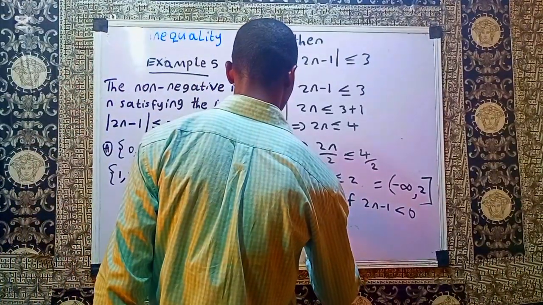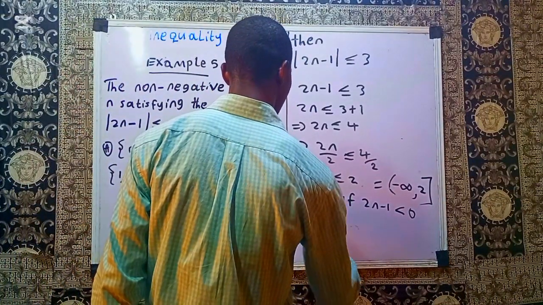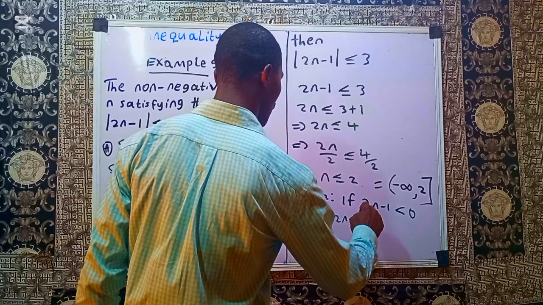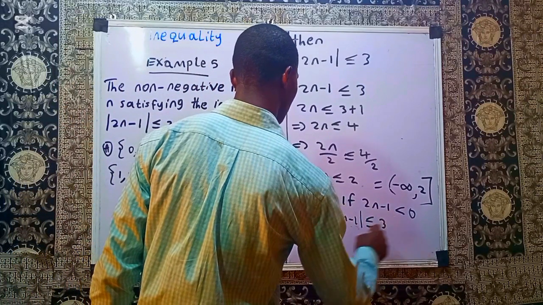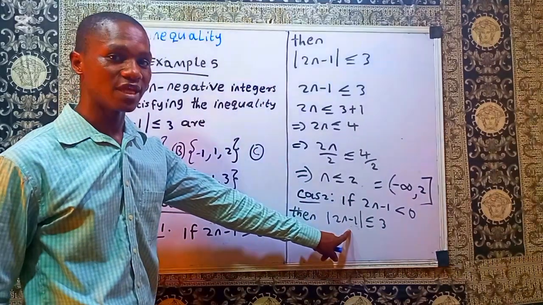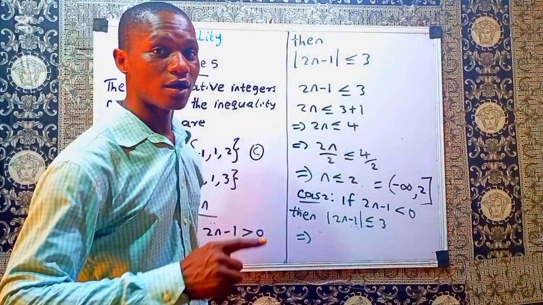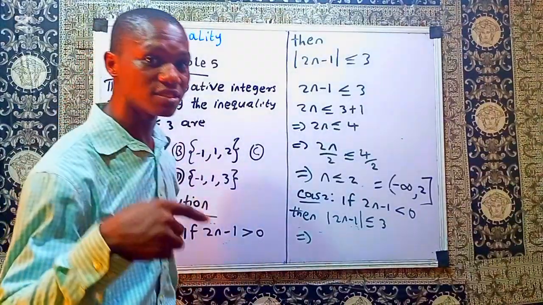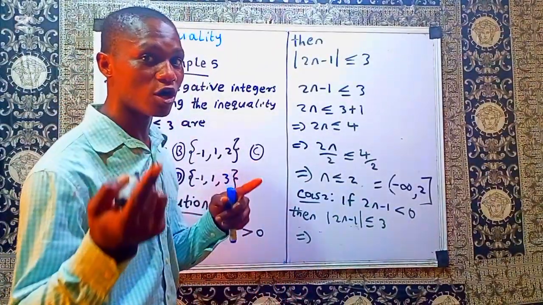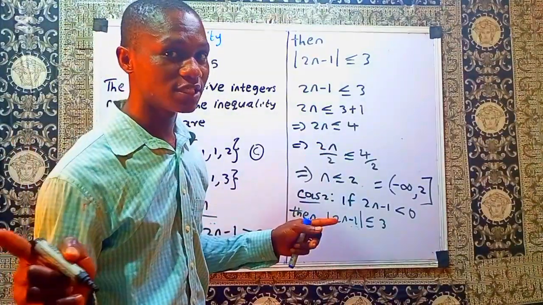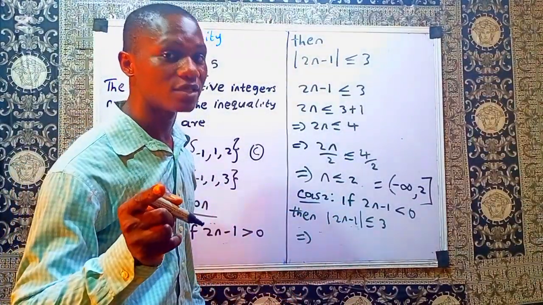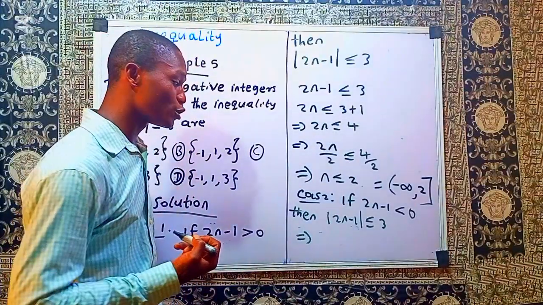Then this absolute value of 2n minus 1 less than or equal to 3 will now imply, if this quantity is negative, then absolute value of it will be minus of it, because if something is negative and you do minus of a negative number, you are going to get positive, because absolute value is always positive. So if this thing is negative, then if I take negative of it, I'm sure I'm getting a positive quantity.